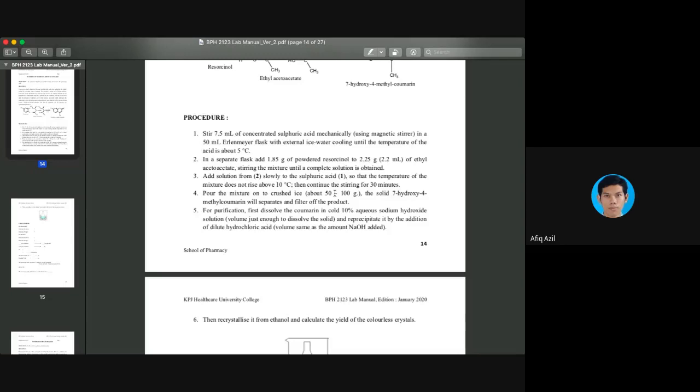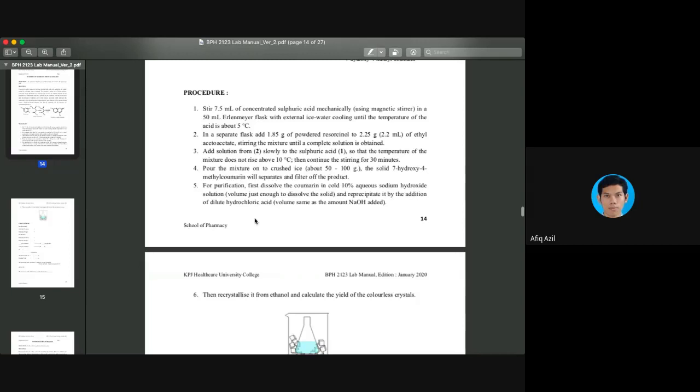you can stop the stirring process and then pour the whole thing into crushed ice, about 50 to 100 gram, meaning a very cold solution. Then the product will start to separate. Then only you can filter the whole thing. For purification, step number 5, that is the purify or recrystallization process.